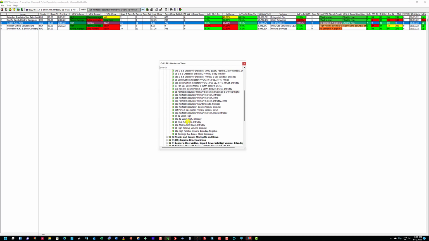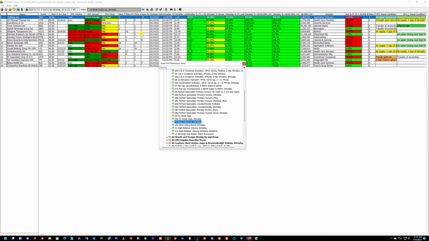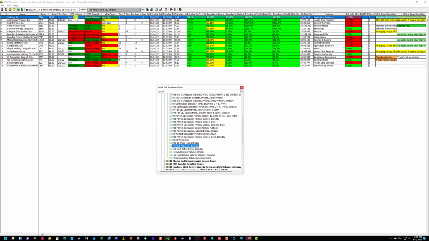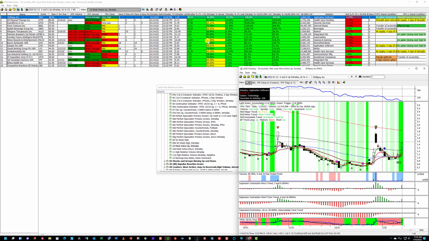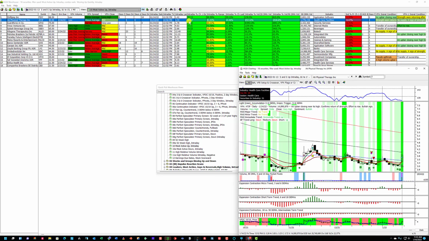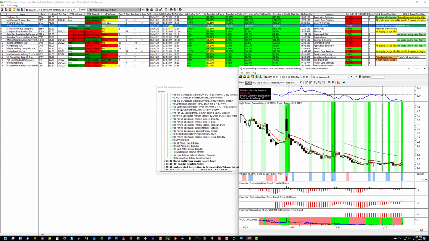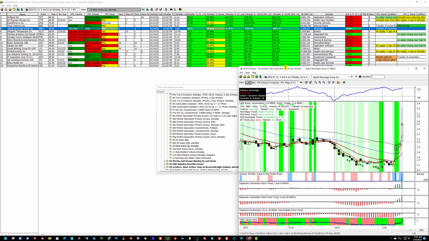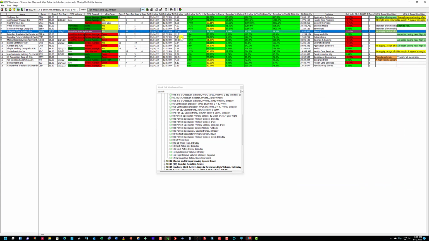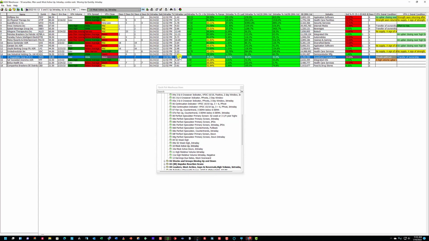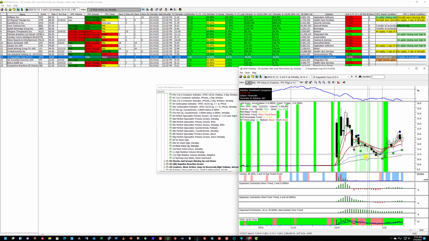Here's 52-week high, most active up. If you want to find out of this group the stocks that are most active, you just come down here, click on this, and you can find the most active ones. A lot of these really cheap ones are the most active. Here's Splash Beverage Group. I'm not seeing much in the way of more expensive stocks here.